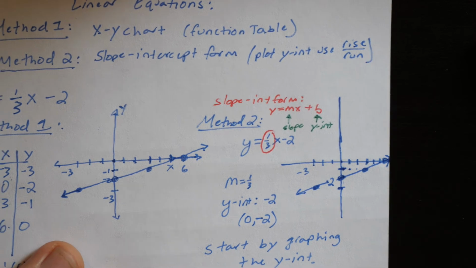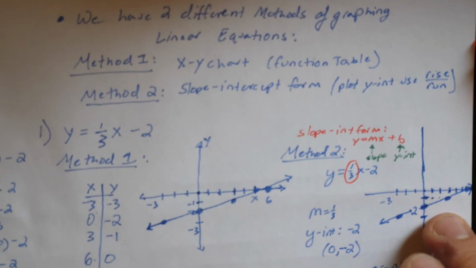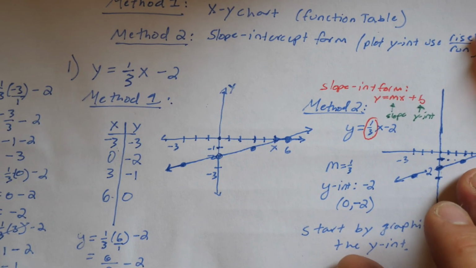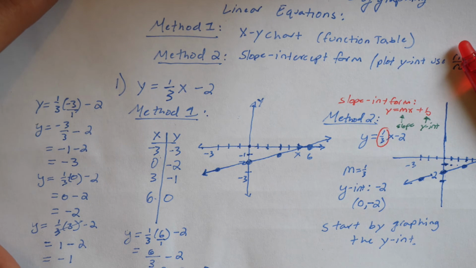Okay, that is how you graph an equation using two methods, XY chart and slope-intercept form.